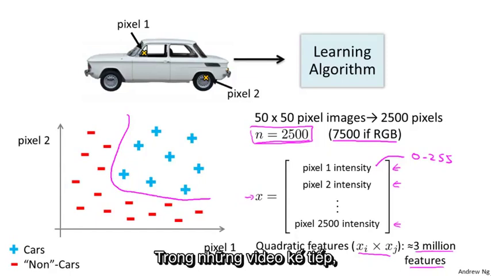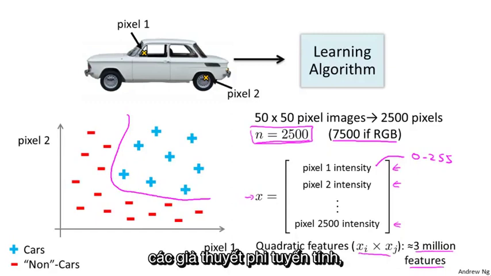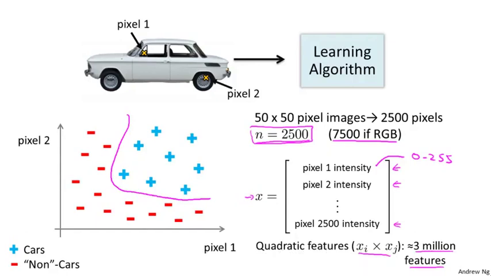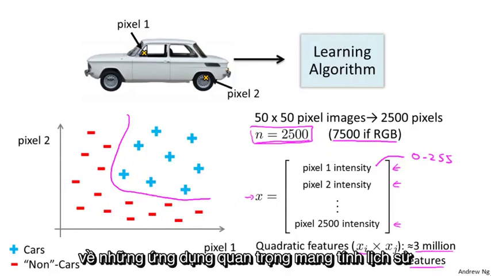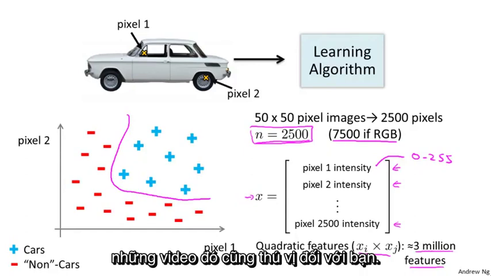In the next few videos, I would like to tell you about neural networks, which turns out to be a much better way to learn complex nonlinear hypotheses, even when your input feature space, even when n is large. And along the way, I'll also get to show you a couple of fun videos of historically important applications of neural networks as well, that I hope will be fun for you to watch as well.